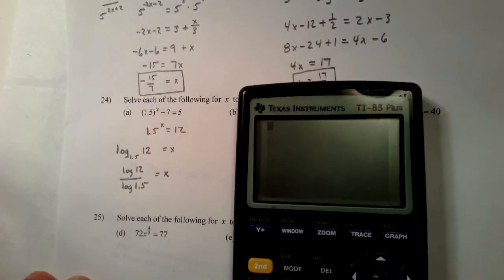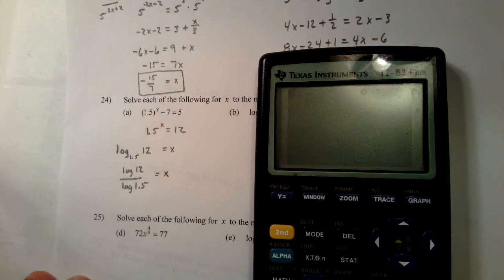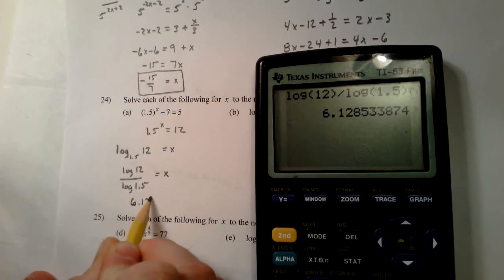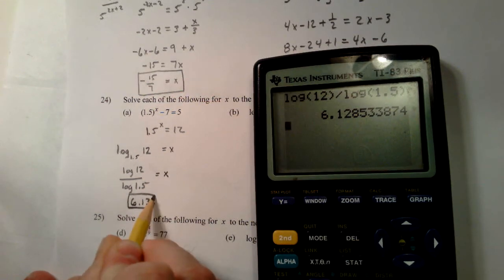Let's see if I can see this on my calculator. Kind of blurry, sorry. Log 12. Make sure you close it. That left or that right parenthesis, very crucial. Divided by log of 1.5. And it does say round to the nearest hundredths, so 6.12, but there's an 8, so 6.13. That would be your answer to A.